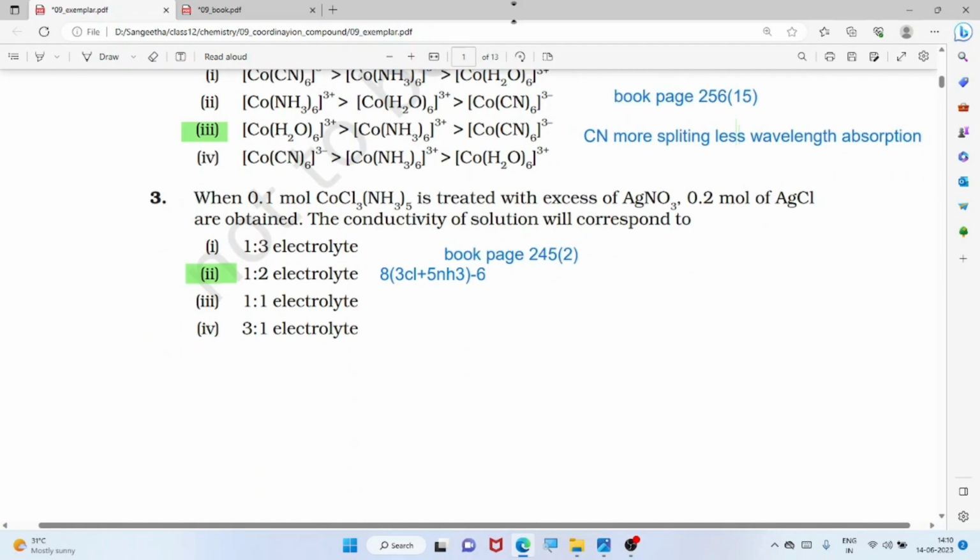Now, 0.1 mole of CoCl3 is treated with excess of AgNO3, and we get 0.2 mole, that means 2 times AgCl is formed, from which we get the conductivity of the solution. Here we have 3 Cl and 5 NH3, so the total is 8. You have to subtract 6. Why 6? There is a rule, I will show you. So that means it is a 1:2 electrolyte.